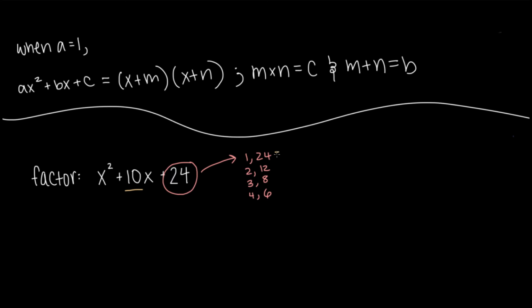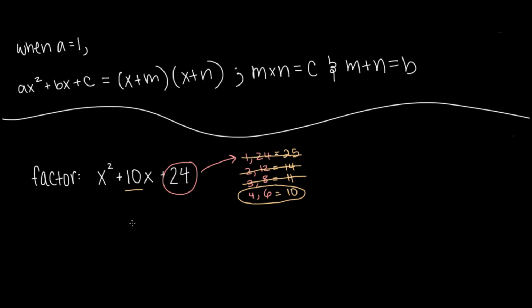So 1 plus 24 is 25, so that's out. 2 plus 12 is 14. That's not 10, so that's out. 3 plus 8 is 11, which isn't 10, so that's out. And 4 plus 6 is 10. So that's the factor pair that we're going to use, 4 and 6.